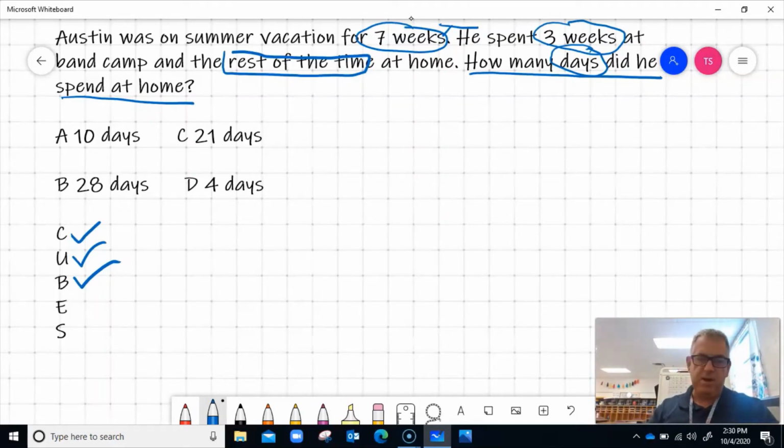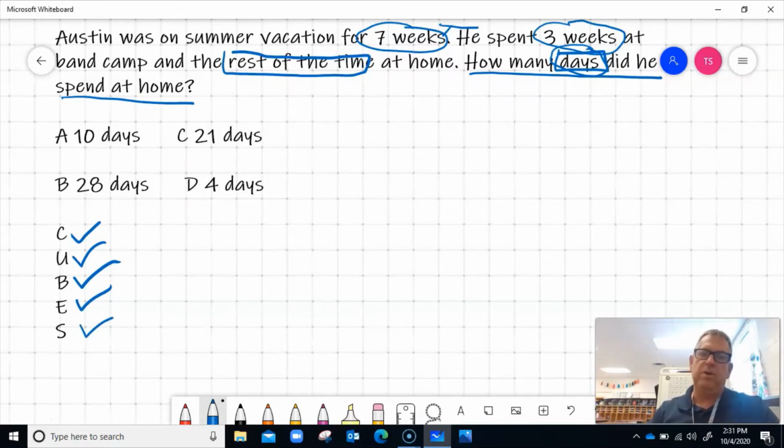So I'm going to evaluate now. One thing I evaluate, okay, I got 7 weeks and 3 weeks right here. The labels are the same, but when I look back over here, my answer is going to be in days. My answer is in days. So I'm going to have to do some sort of a conversion there. I'm going to have to convert the weeks into days to solve this problem. So the next step is solve.